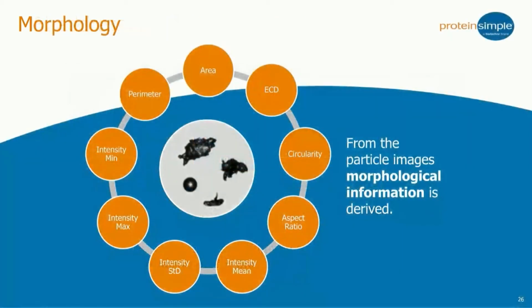And by imaging particles directly, MFI can quantify morphological information about these particles. MFI measures 10 different morphological parameters for every particle that is imaged. These parameters include size, shape, and translucency, and these parameters are used to distinguish between different populations of particles in a sample.